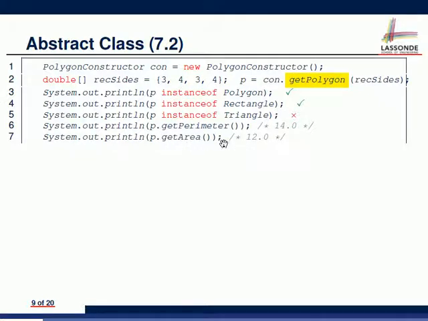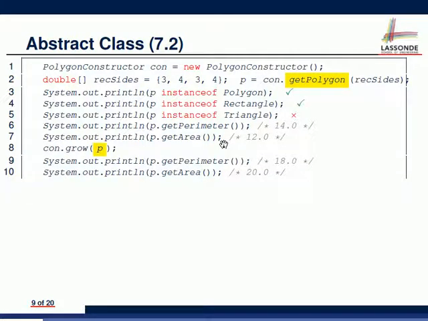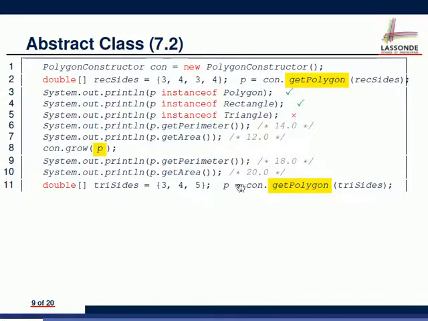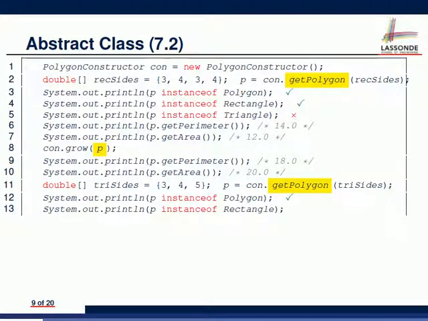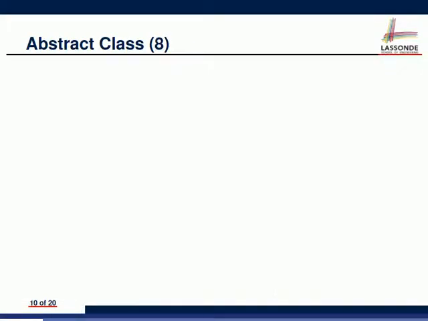You can try to call the method, and then the get area is going to be the version in rectangle. Similarly, if I try to do another double array, 3, 4, and 5, 3 sides. So now, what's going to be the dynamic type after line number 11? Triangle, right? Because it's a different branch. And then, if you try to do instance of polygon, true. Instance of rectangle, false, very good, because triangle is not a descendant class of rectangle. And this one's true. You got it.